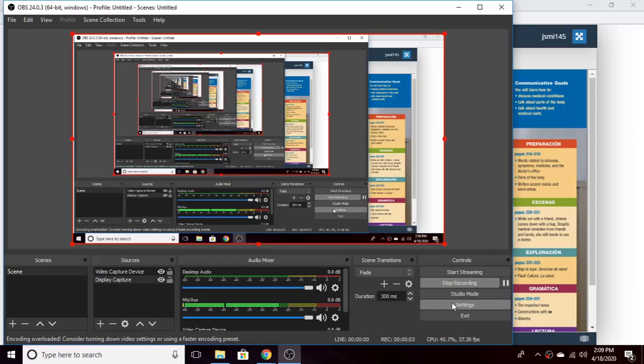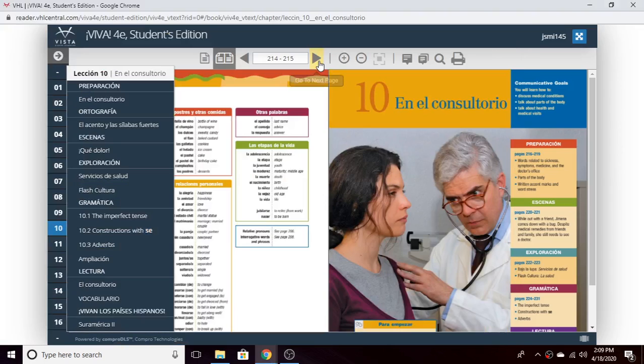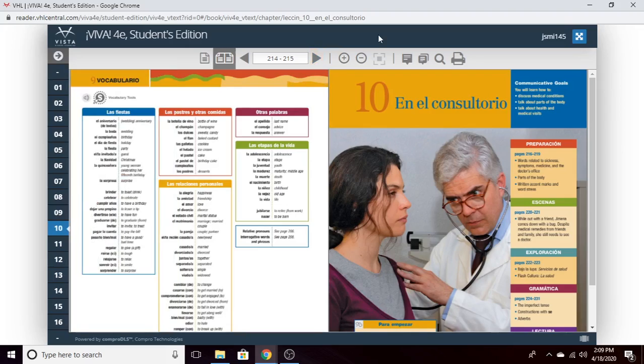Hi, everybody. Today I'm going to do just a quick overview of our last chapter, which is chapter 10. It's called En el consultorio. The consultorio is literally like the consultation room. It means the doctor's office.